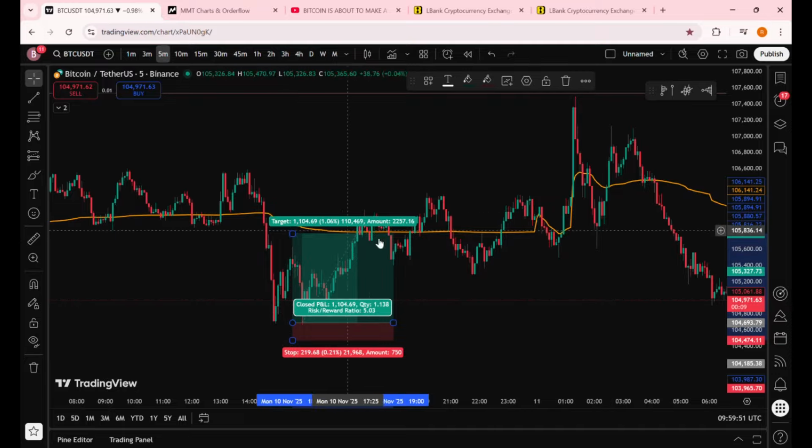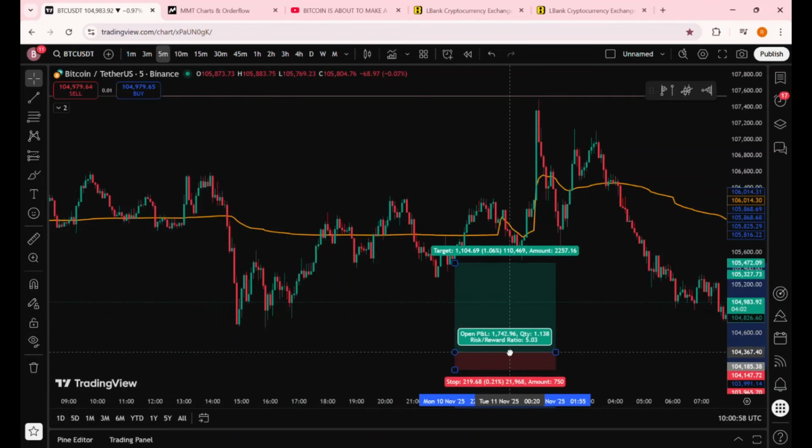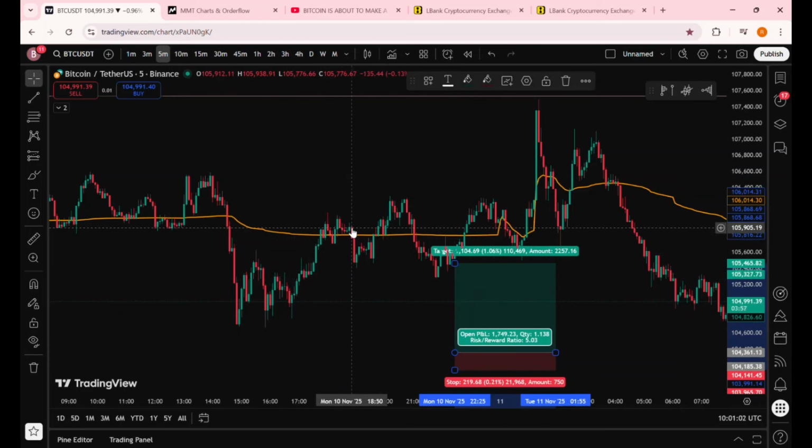But what if we're above the VWAP? What happens then? So let's have a look at this zone here, because what we can see is that price did come above the VWAP, then lost the VWAP, then came above the VWAP, then lost the VWAP, then came above the VWAP. Let's have a look what's going on here.